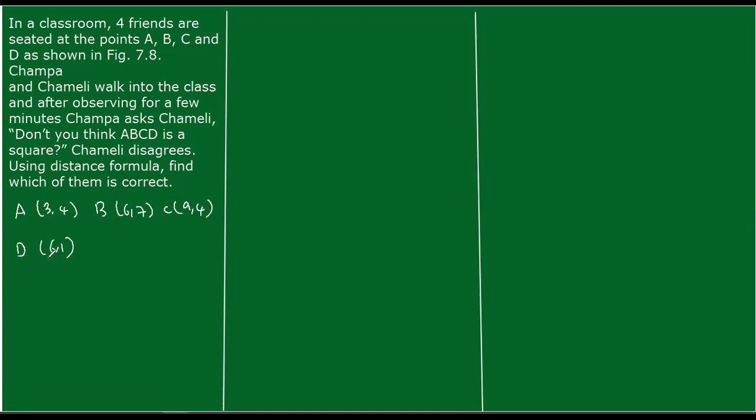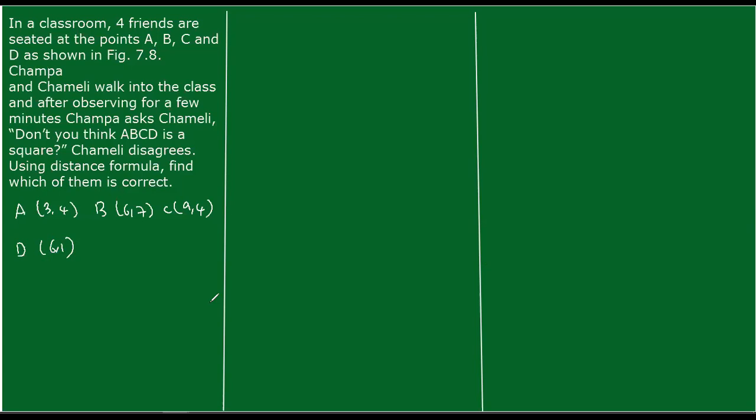So now we have four points, A, B, C, and D. Now we just have to prove whether that is a square or not. Before we prove that, we should know the properties of a square. What are the properties of a square? In a square, all the four sides are equal, meaning side AB is equal to side BC, CD and AD. These four sides are equal, and along with that, the diagonals are also equal.